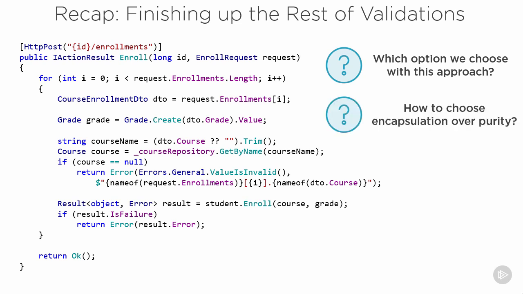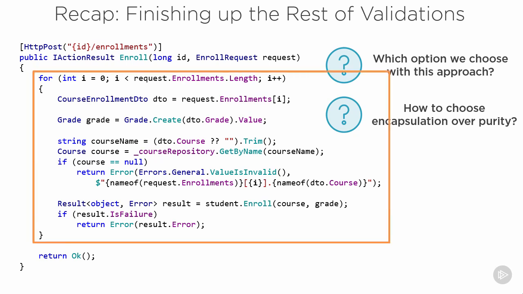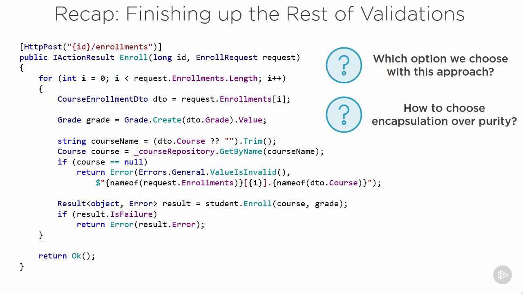If we were to choose encapsulation over purity, how would we proceed? I don't recommend that you make this choice, by the way, but it's still a nice exercise to go through. To preserve encapsulation over purity, we could move this for loop into a factory method in the domain layer and inject the course repository as an argument to that method.